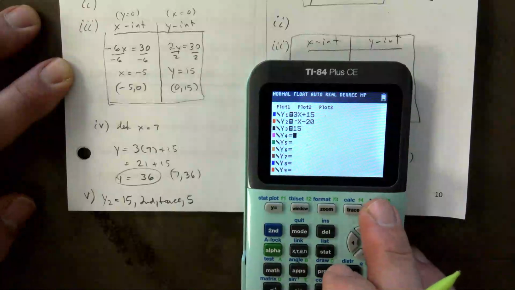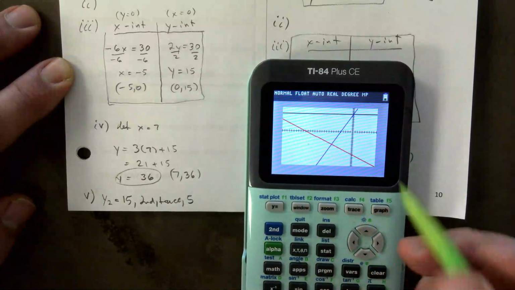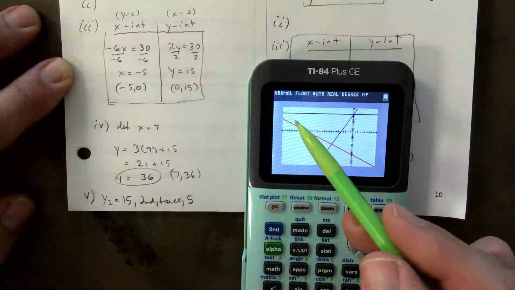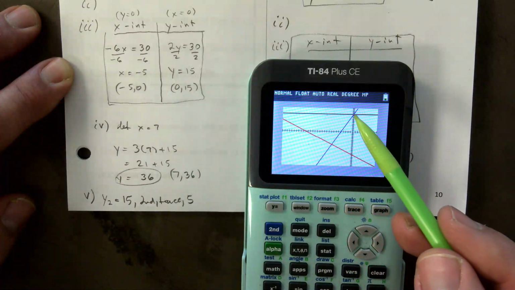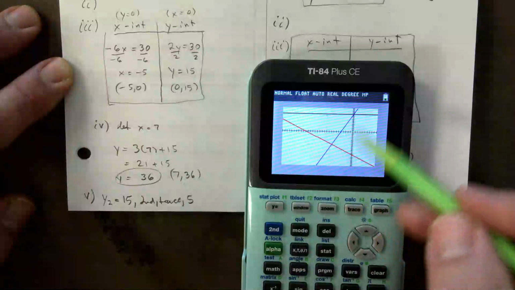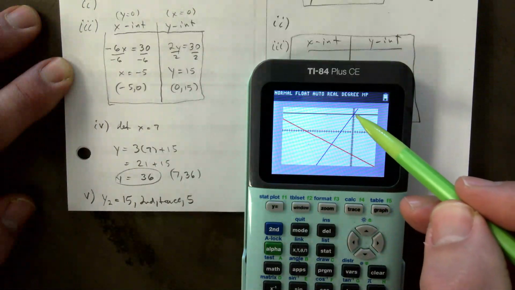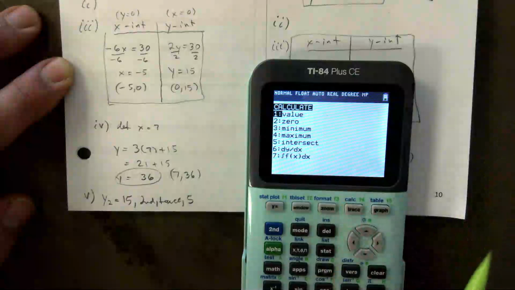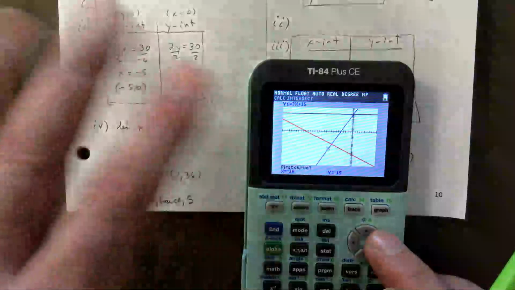And hit graph. And there it is. Okay. That's the 15 line. So where does it hit the first one? This is my first line, so we're going to find that intersection there. Second trace, intersect. And watch this, there are 3 lines, right?